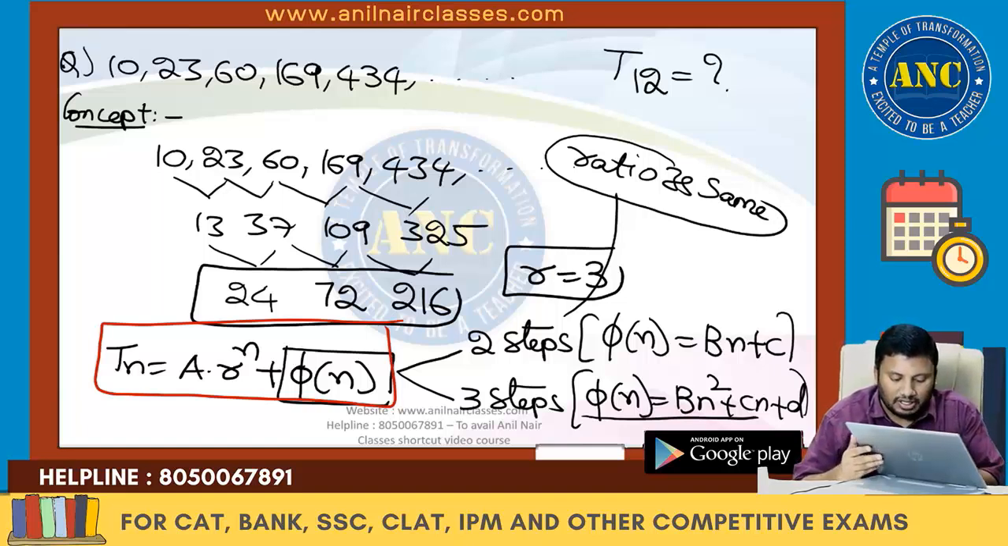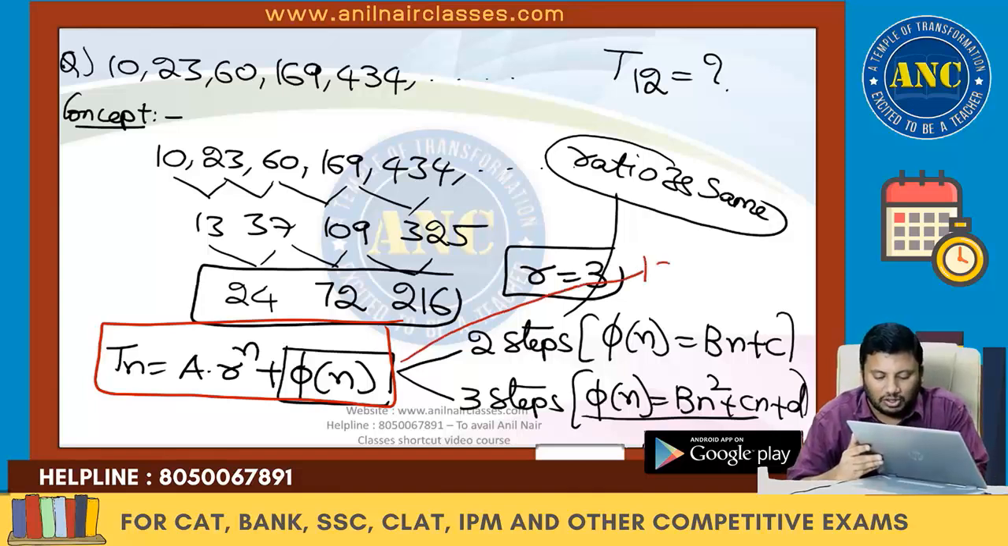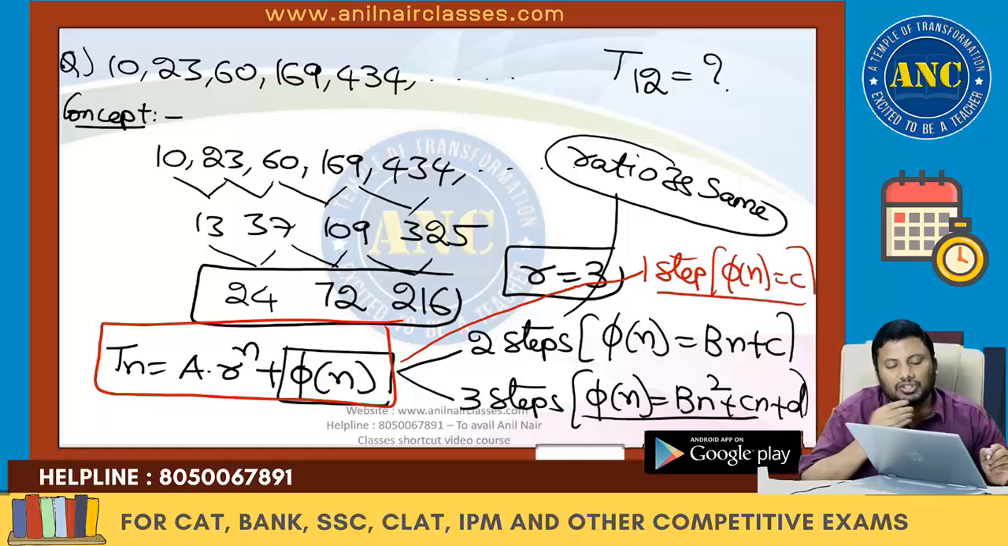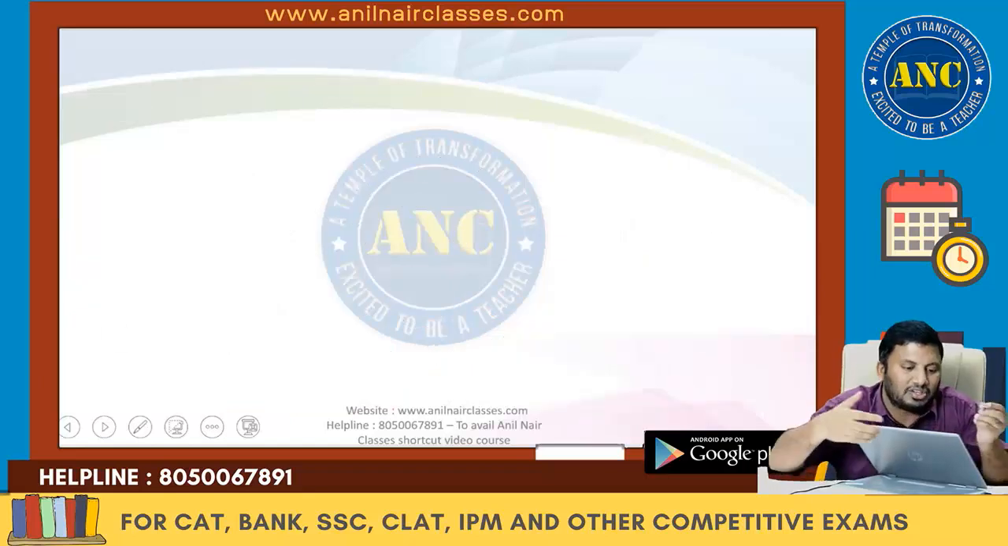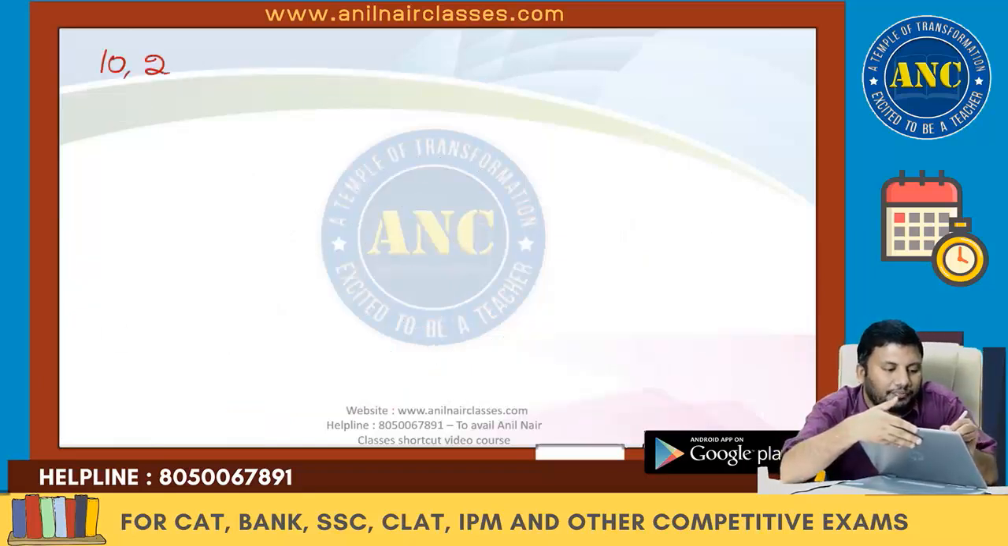A into r power n plus phi of n, right? Now if it is in 1 step, that also write down. Phi of n is c. If the ratio is the same in 1 step, phi of n is c; in 2 steps it is bn plus c; in 3 steps it is bn square plus cn plus d. Now I will do it one by one, then the derivation you can do a little later.